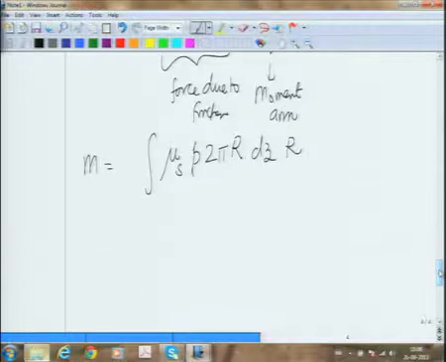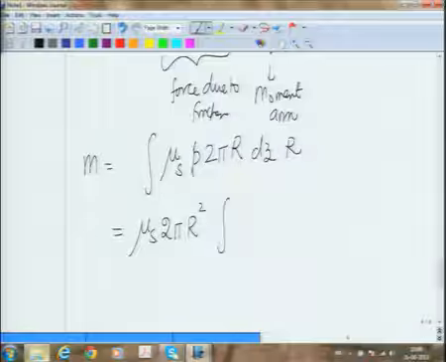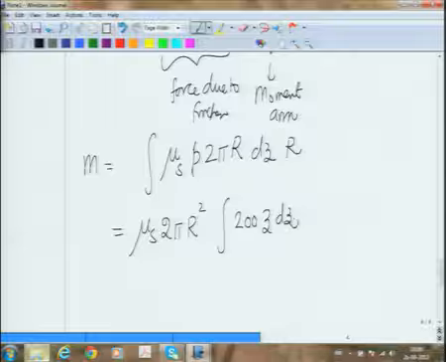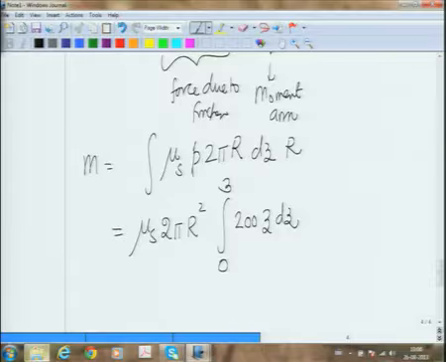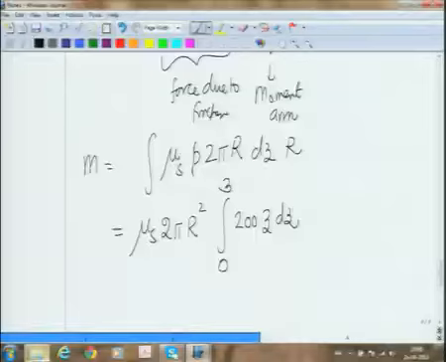So this will become equal to mu s into 2 pi into r square, and then the integral of p, where p was 200 z, dz, with z going from 0 to 3. You will integrate this, and that will give you the moment. Okay, is that clear?